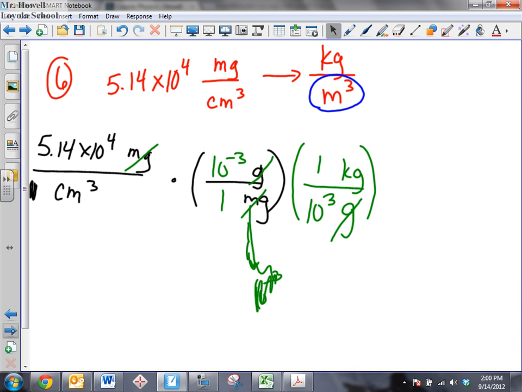The word kilo means 1,000. To balance that out, to make this 1 over 1, which is our goal, we need 1,000 down here as well. That's why there's a 10 to the third here.